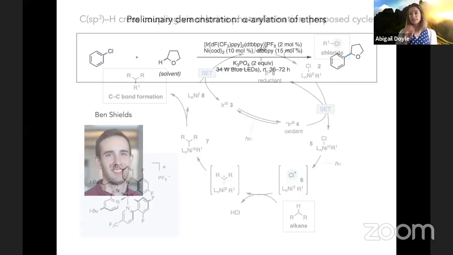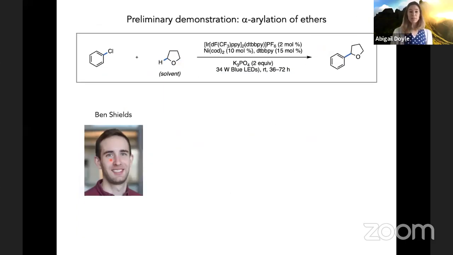So to test this proposal, Ben Shields, who's a graduate student in my lab, decided to explore application of this strategy to the alpha arylation of THF. And what he found through experimentation is that this fluorinated iridium photocatalyst, in combination with a nickel catalyst and di-tert-butyl bipyridine as ligand, could in fact enable the alpha arylation of THF as well as other ethers.